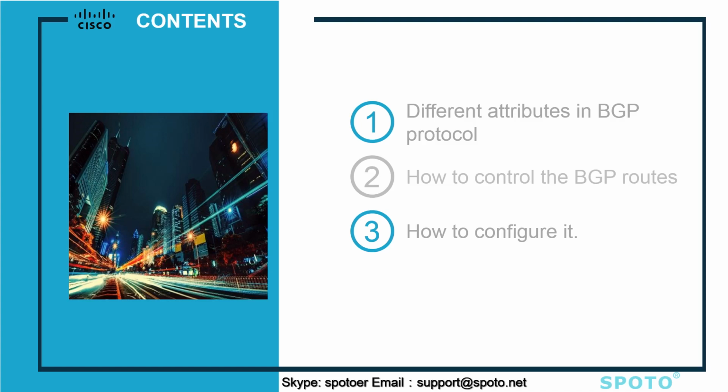So for this live class, we will mainly discuss how to use the different attributes to control the BGP route. So for this class, we have three parts. The first one is the different attributes in the BGP protocol, and then how to control the BGP routes. The last one is how to configure it. I will use an example to show you how to configure it. Okay.